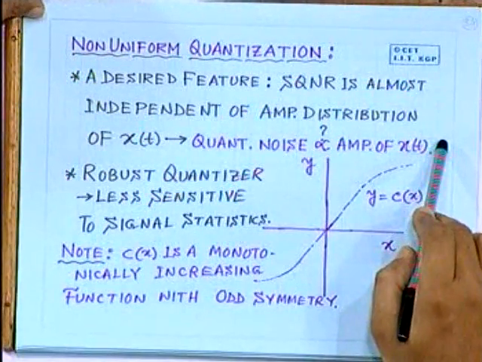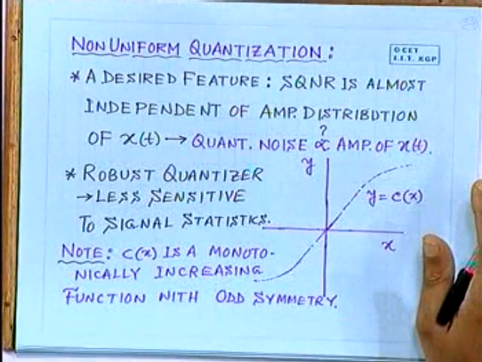That means a desired feature for a quantizer would be that the SQNR, signal to quantization noise ratio, is almost independent of amplitude distribution. I say almost because we will see shortly that unless the signal is very well defined, you cannot make it totally independent of amplitude distribution. The signal is ultimately random, and when it is random, it will always have some non-zero probability of having very large amplitude values etc. So, barring those issues, within a certain range, if I can make the signal to quantization noise ratio independent of amplitude distribution, perhaps then we get a quantizer which will work with different kinds of signals with different statistical parameters. So towards that, non-uniform quantization is a good solution.